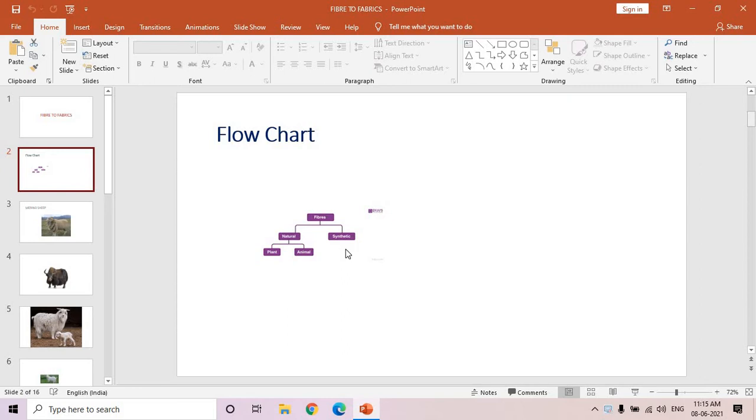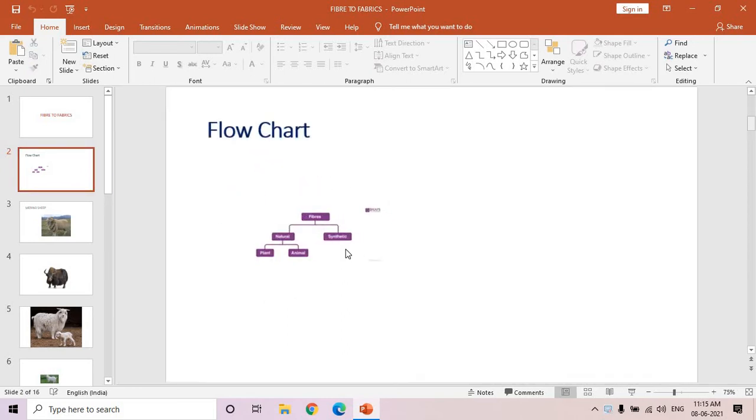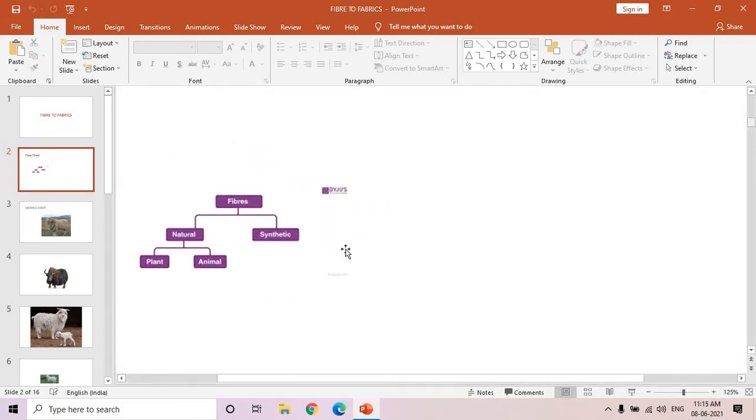How many types of fibers do we have? How many types of fibers are available for us? There are two types of fibers we have. One is natural fiber, the other one is synthetic fibers.